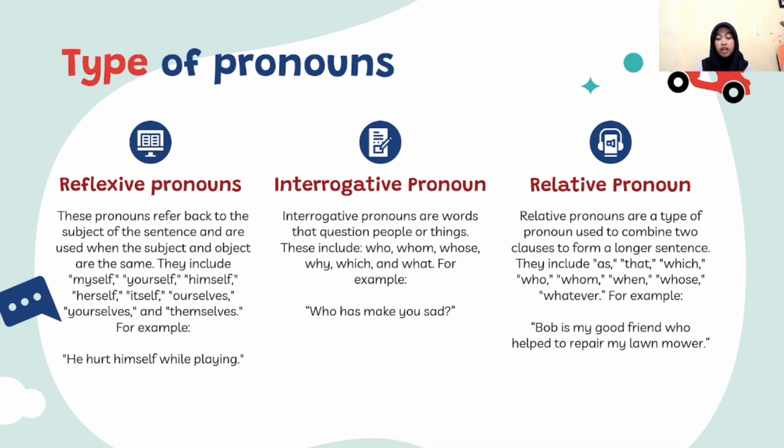The fifth is interrogative pronouns. Interrogative pronouns are words that question people or things. These include who, whom, whose, why, which, and what. For example, who has made you sad? The next is relative pronouns. Relative pronouns are a type of pronouns used to combine two clauses to form a longer sentence. They include as, that, which, who, whom, when, whose, whatever. For example, Bob is my good friend who helped to repair my lawnmower.